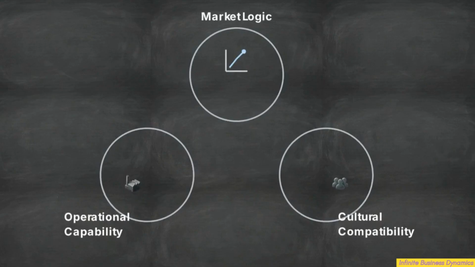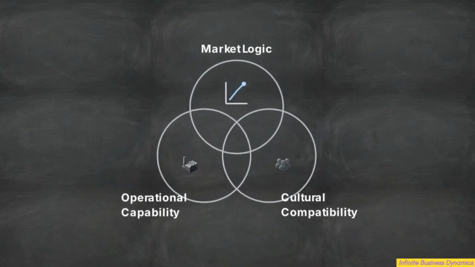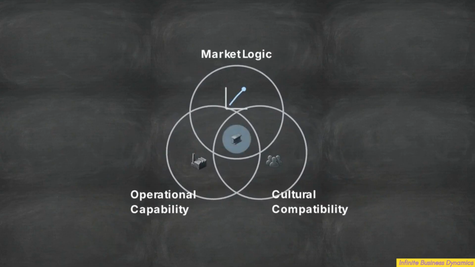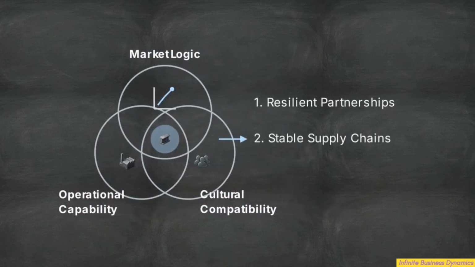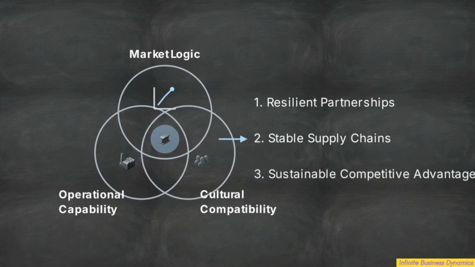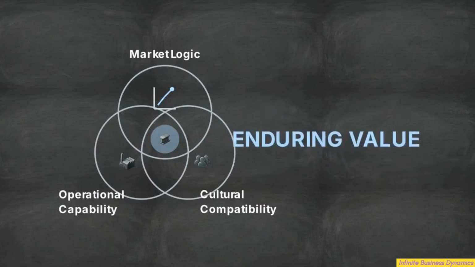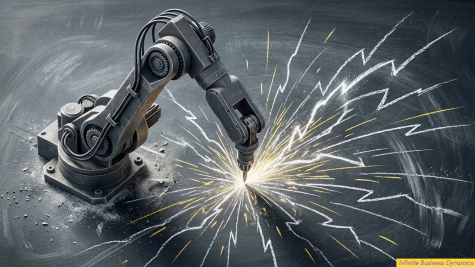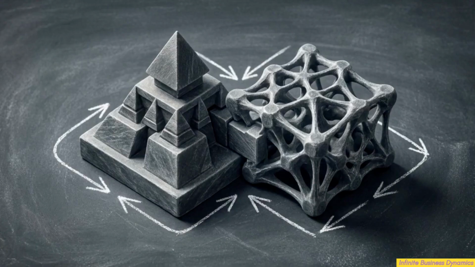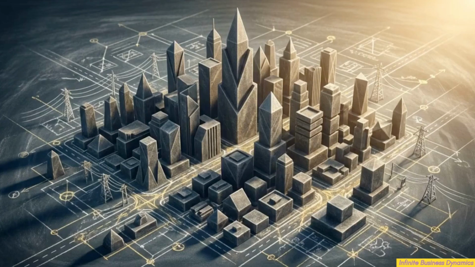A global commercial enterprise only succeeds when these three forces perfectly overlap. When market logic, operational capability, and cultural compatibility align, you build resilient partnerships, stable supply chains, and a sustainable competitive advantage. Strategy defines the direction, capability provides the execution, but culture determines the behavior that ultimately decides your success.